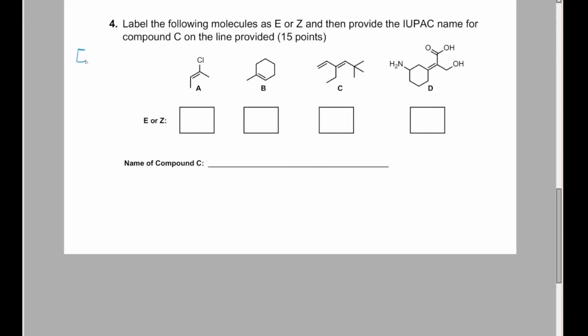So I'm just going to write that down. E is opposite, and then Z is same. So let's just go down the list of these 4 molecules and assign E and Z to them.